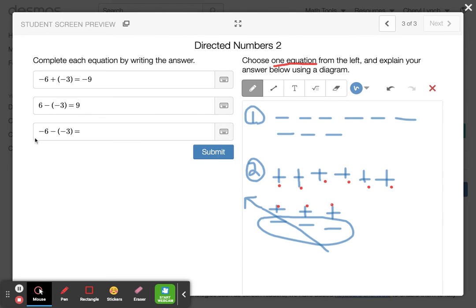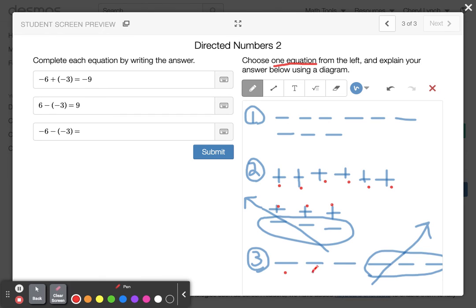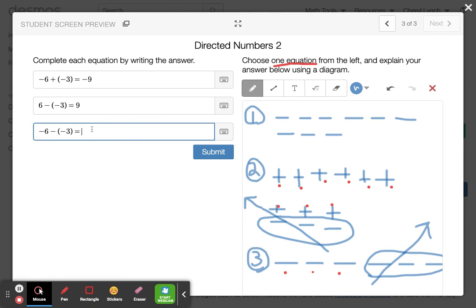All right, and then last but not least, negative 6 minus negative 3. All right, so I'm starting with 6 negatives. Okay, and then I have to subtract 3 negatives. Well, I already have those on here, so I'm going to circle 3 negatives and say, see ya. I'm subtracting those. Okay, so then I have left 1, 2, 3 negatives and no 0 pairs to simplify. So negative 6 minus negative 3 is negative 3.